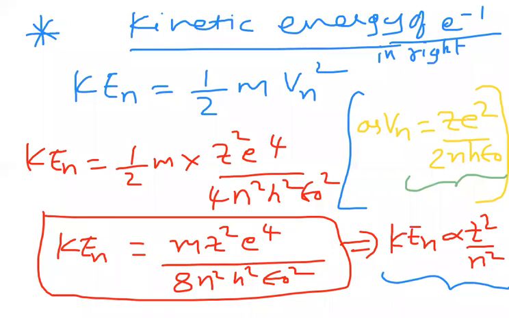So kinetic energy of electron in nth orbit, we can write it as kinetic energy of electron in nth orbit.